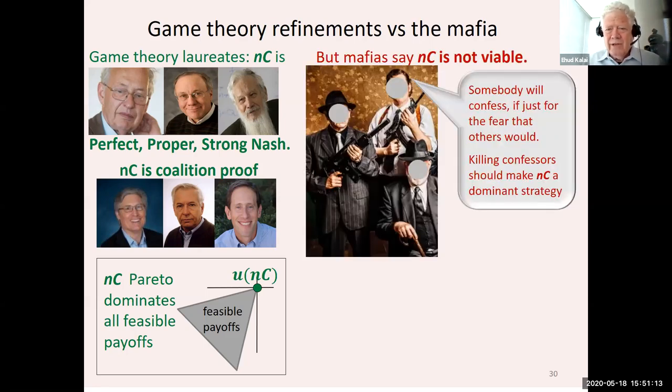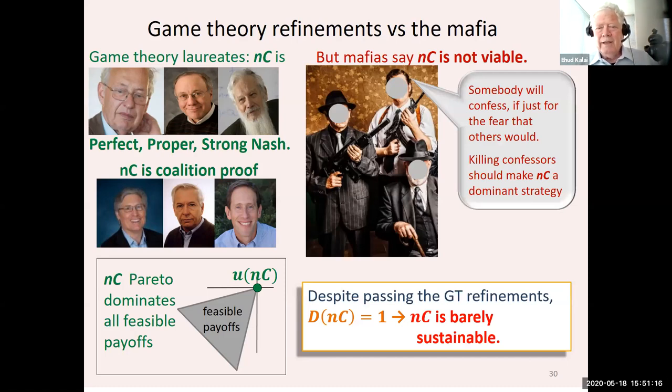Well, here comes some new thinking. If I bring in the mafia, they would say about this, if the mafia send these people to commit the crime, they are very concerned. They say somebody will confess if just for the fear that others would, right? Because if I'm concerned that among these 36 people, somebody else will confess, I'm better off jumping in and confessing also, because then I reduce my sentence from 10 years to 3 years. Then they also mumble, if we kill confessors, we'll change the rules of the game. And now no confession will be a dominant strategy. But without this killing, it's a non-reliable equilibrium.